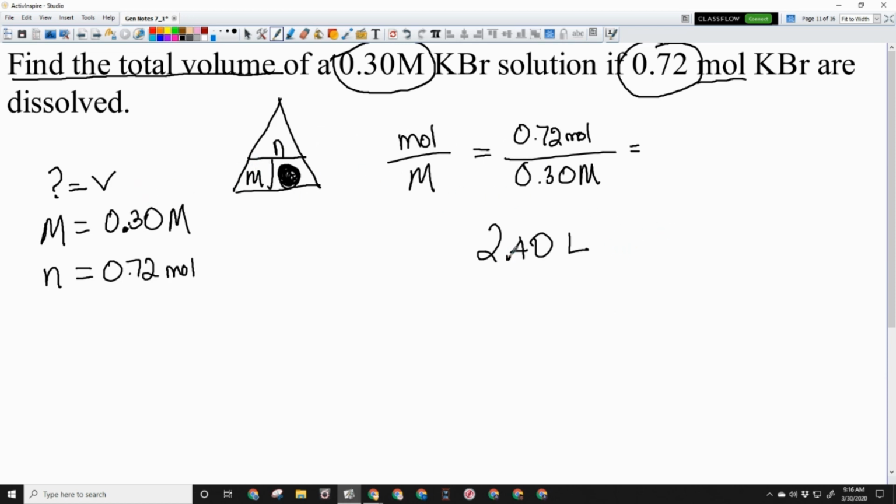All right, sig figs, we have 2 here. We have 2 here. So our answer is going to have 2. So this right now has 3 because we have a decimal, so this 0 is significant. So we're going to drop that off. Our final answer is going to be 2.4 liters.